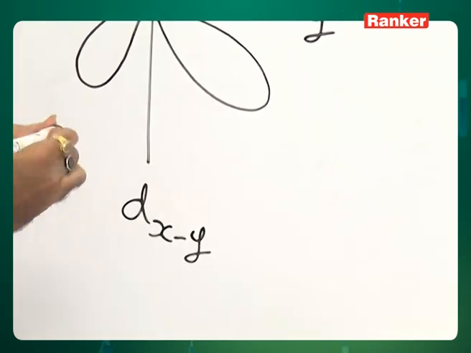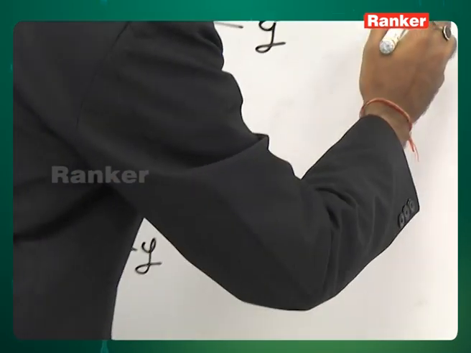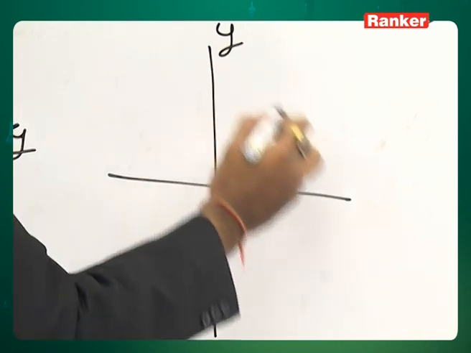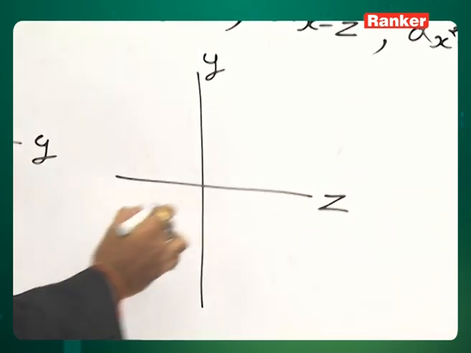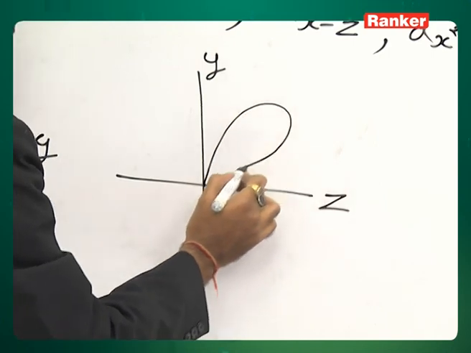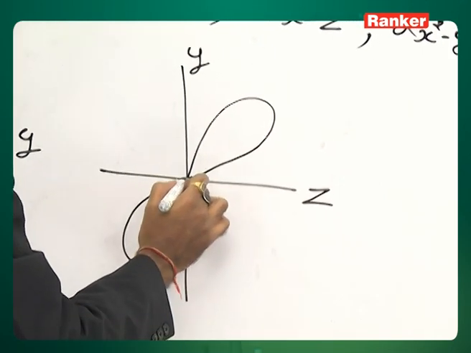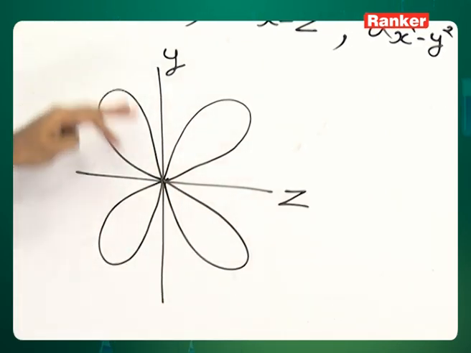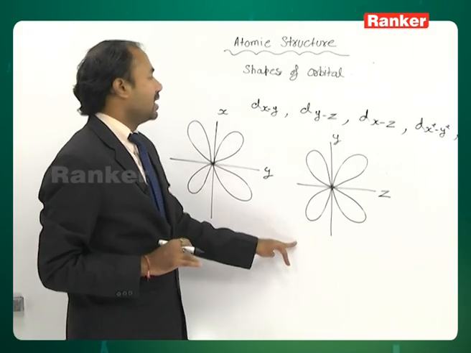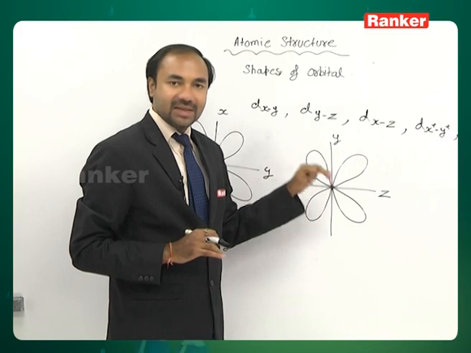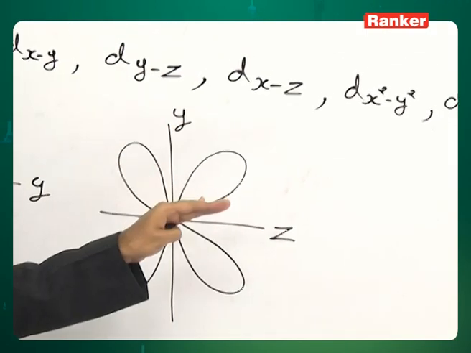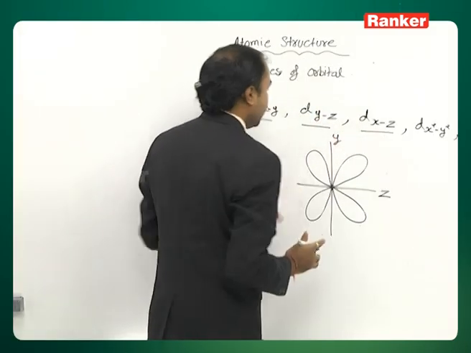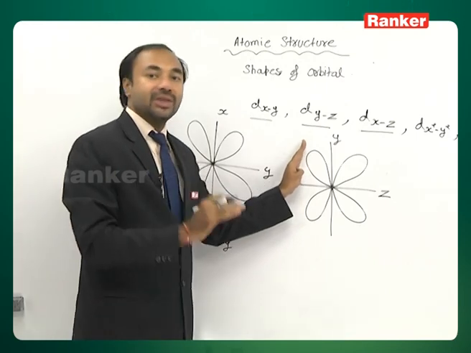Similarly, we will have the dyz orbital, and dyz we will show like this. If we assume this is the y-axis and this is the z-axis, then we will have the dyz orbital oriented in between the y and z axes in this manner. This will be called the dyz orbital. In exactly similar manner, we have got dxz. Obviously, dxz will be oriented in between x and z. So these three orbitals, dxy, dyz, and dxz, are oriented in between the axes.